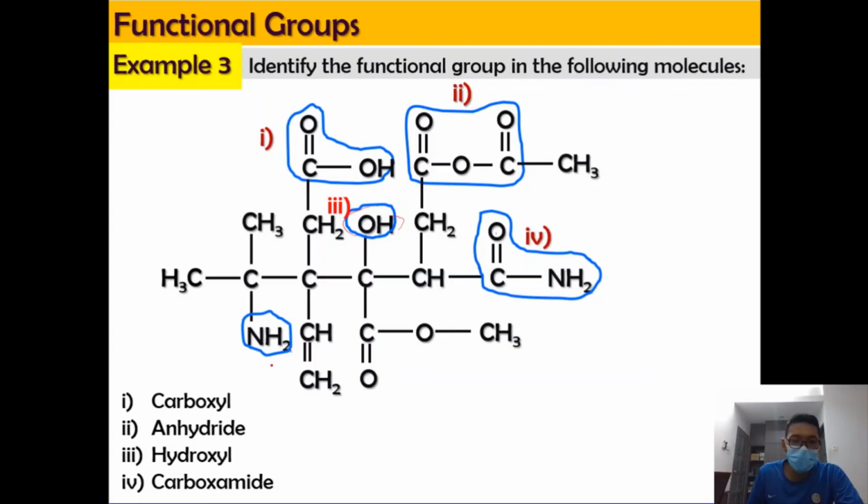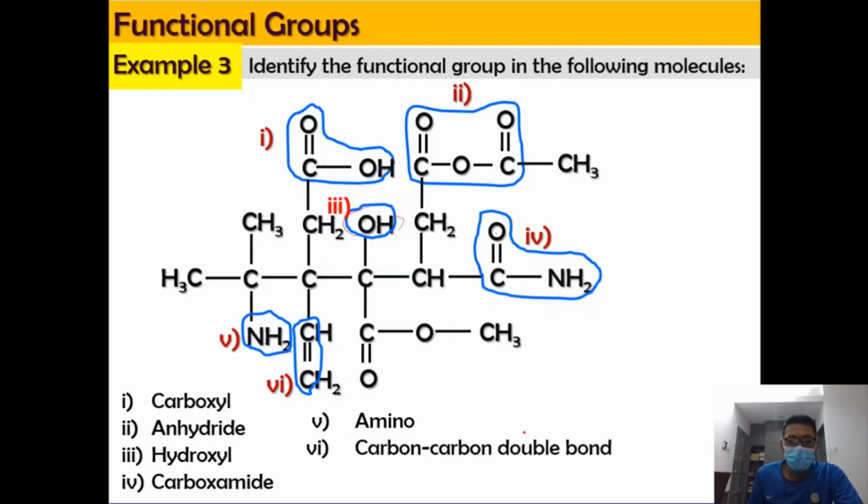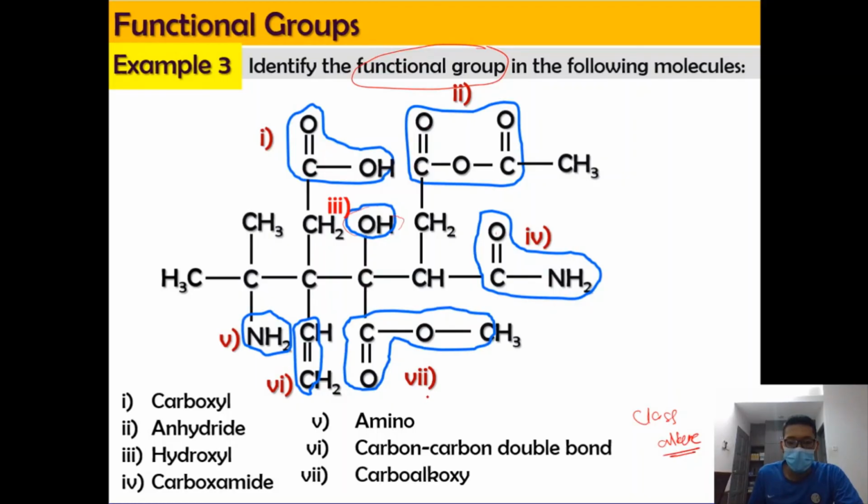And we have NH2 here without C double bond O, so we know that number 5 here is an amino group. And then we have C double bond C here, so we can say that it's a carbon-carbon double bond. So the functional group is the carbon-carbon double bond. However, the class is going to be alkene. Okay, the question asks for functional group, so do not confuse or change them. And lastly we have C double bond O and O-C here. So for number 7, it is a carboalkoxy group.